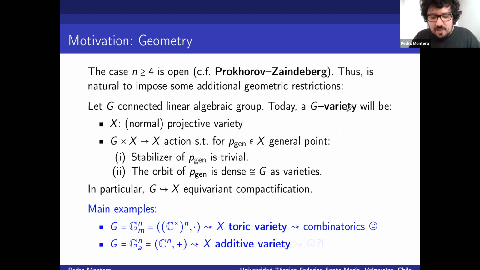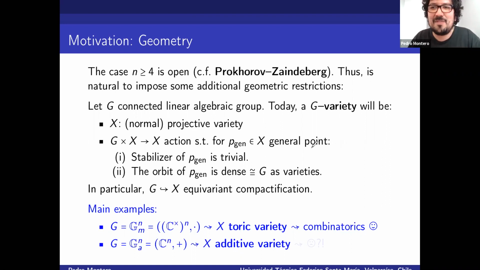But here, as I told you at the very beginning, I would like to have more structure. I would like to have a group acting, and I will start to look at equivariant compactifications. So for today, maybe this is not a very standard definition, but for today, a G-variety, where G is a connected linear algebraic group, will be a normal projective variety with an action, but I will assume that the stabilizer of a general point is trivial. And the second thing, that the orbit is dense and isomorphic to G as a variety. So we have a dense open set in X which as a variety is isomorphic to G. So we have an equivariant compactification of our algebraic group.